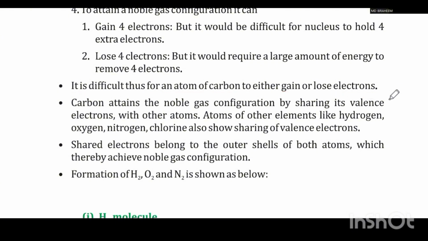Okay. So what does carbon do? Carbon attains the noble gas configuration by sharing its valence electrons. So if there is a concept of sharing of electrons, we say that carbon will form a covalent bond, because a covalent bond means sharing of electrons with other atoms of elements like hydrogen, oxygen, nitrogen, and chlorine. It means carbon forms a covalent bond by sharing of electrons.